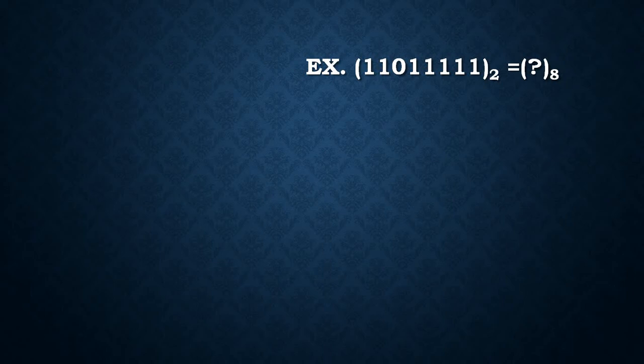Now we take the example 11011 to the base 2, how to convert into octal number system. First we have to divide the number into groups of 3 digits. So we start dividing the groups. We get the first group as 111, we write here. We get the second group as 011. Now the third group contains only 2 digits. We have to append an extra 0 on the MSB side and we get the group as 011.